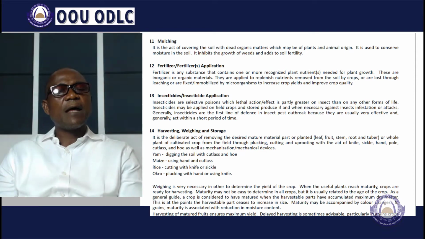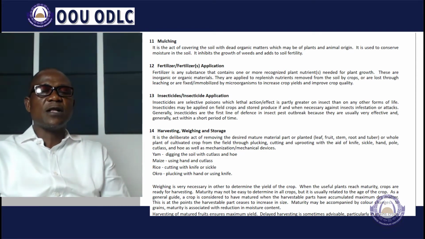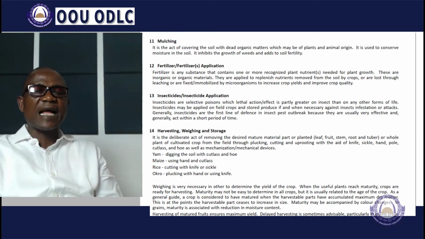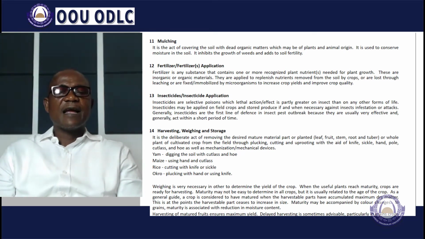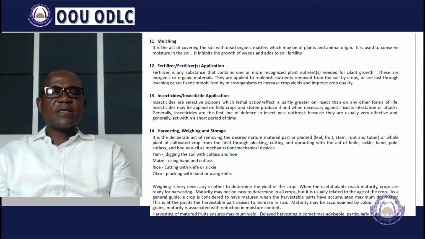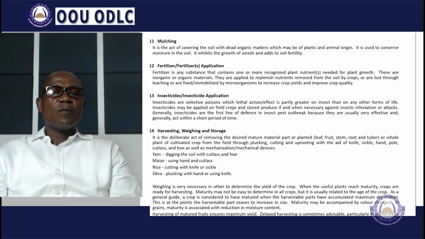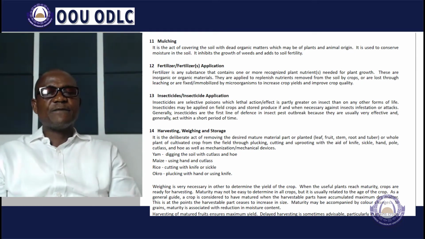It should be noted that yam is harvested through digging the soil with cutlass and hoe. Maize is harvested by using the hand and cutlass. Rice is harvested by cutting with knife or sickle. Okra is harvested through plucking with hand or using knife.